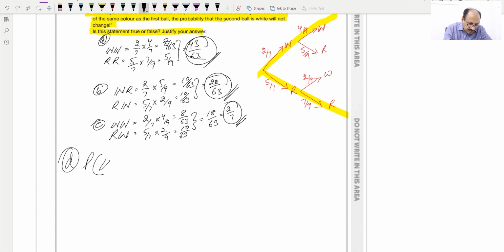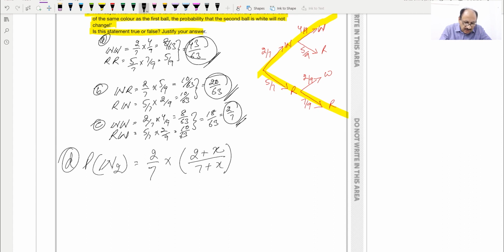The probability of the second ball to be white will be, if the first ball is white, we will take the probability of the first ball white, and then we add any number of balls. For example, x balls we are adding, so it will become 2 plus x, and the total will become 7 plus x. So that will be the situation.